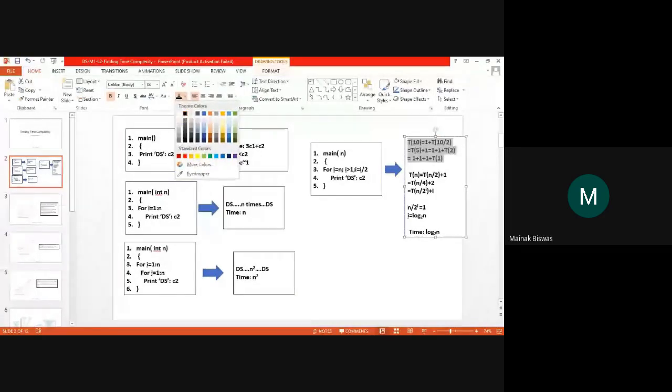Now you have understood this. Now if N becomes any random number, then what happens? We know N will become N by 2, plus 1. The next iteration will become N by 2 by 2, which means N by 4, plus 1 plus 1, that is 2.